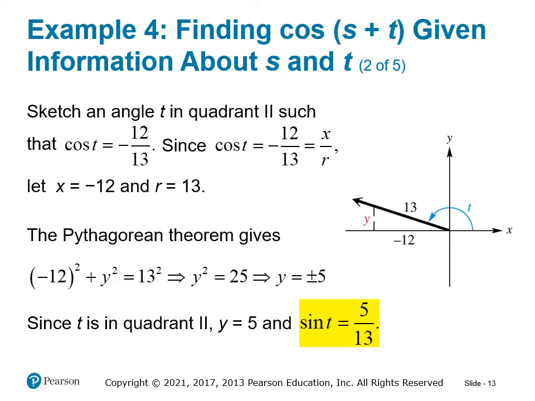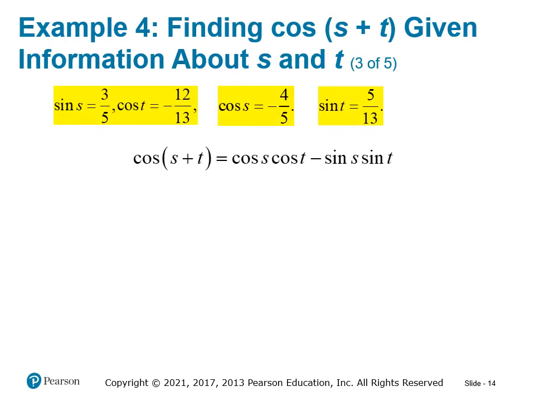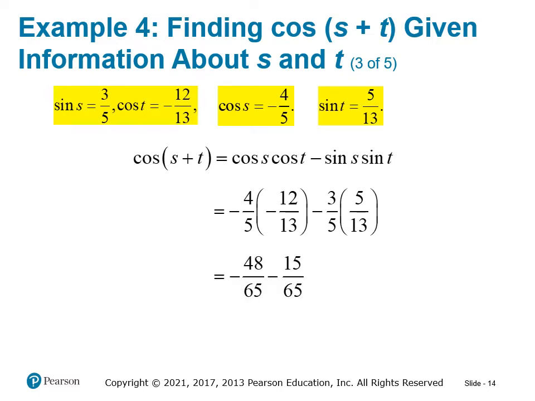Okay, so once we have all 4 of our values, sine s, sine t, these were given in the problem, cosine s that we've calculated, and sine t that we calculated, we just plug all these values into our identity, do the multiplication and addition, and we get as a final answer 33/65. Okay.